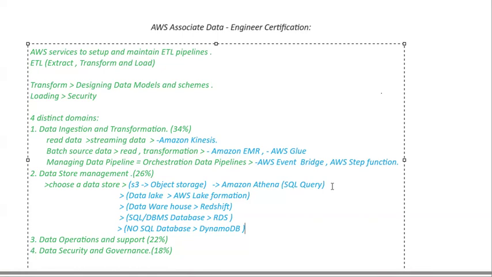The second domain covers 26%. For that, you must learn about S3, Amazon Athena, AWS Lake Formation, Redshift, RDS, and DynamoDB. These are the services you need to focus on for this domain. For the first domain, you must focus on Amazon Kinesis, EMR, AWS Glue, EventBridge, and Step Functions. It's well and good if you want to focus on many more services, as it will be very helpful to you.